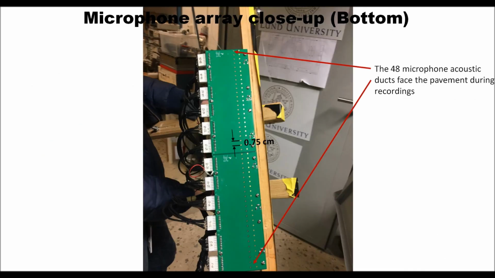So this is the bottom part of the circuit board, and each tiny hole represents a MEMS microphone, and the spacing between them is less than 1 centimeter. So there are a total of 48 holes at the bottom of this circuit board.